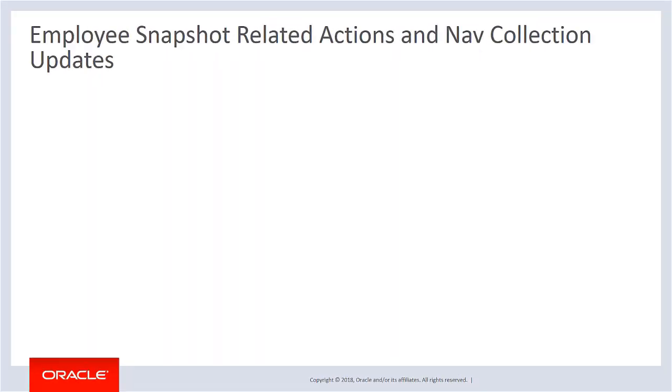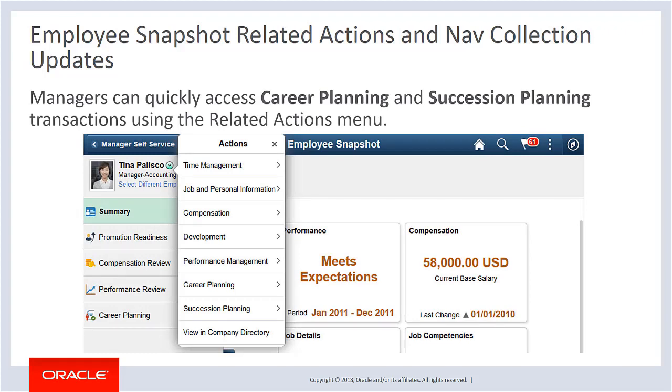The PeopleSoft HCM Employee Snapshot feature provides you with several updates to improve the user experience. Managers using the Employee Snapshot dashboards can quickly access career and succession planning transactions for an employee using the Related Actions menu next to the employee's name.